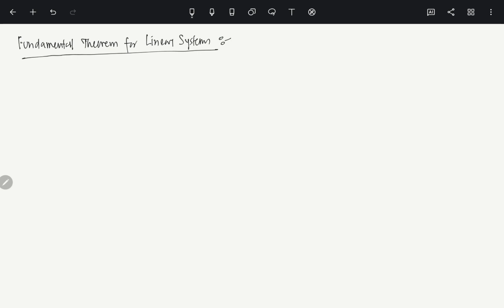Variable coefficient. So we know that if we are looking at this problem, x prime equals A times x, with x at the point 0 equal to x naught, then the problem admits a unique solution. And what is the solution here?